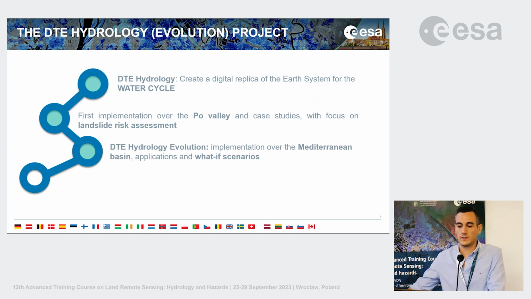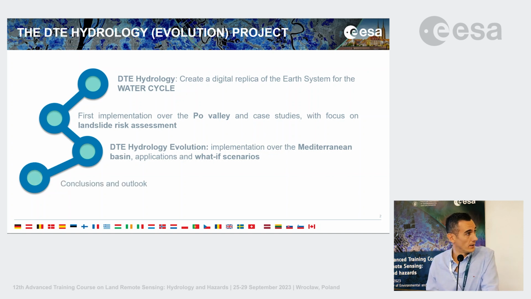Then there is the second step, because as I already told you, these are actually two projects, the DTE Hydrology and the evolution, in which we have basically extended what we did in the first prototype to the full Mediterranean basin, with applications linked to what-if scenarios. We will also define what a what-if scenario is within the digital twin of the water cycle in this case. And then there are the conclusions and the outlook.